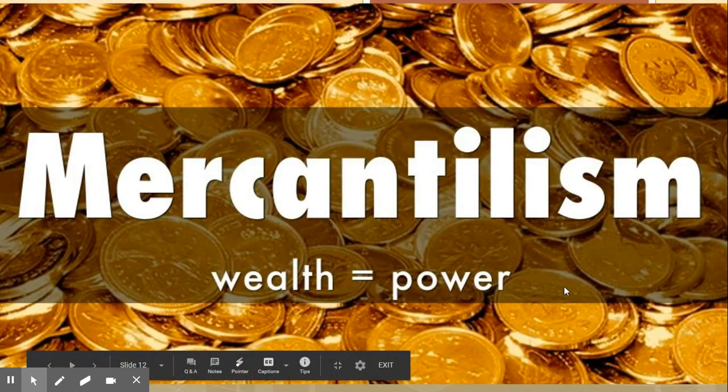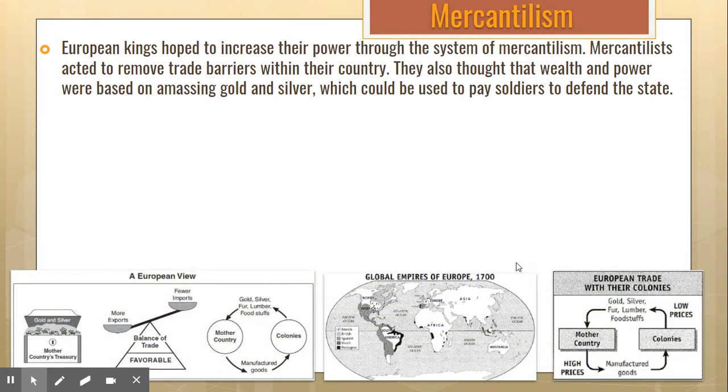All right, so mercantilism. What they believed is the more wealth you had, the more power you had. So European kings hoped to increase their power through a system of mercantilism. Mercantilists acted to remove trade barriers within their own country. At that time, you had actual trade barriers between cities inside your own country and different regions of your own country, which we don't have in the United States. They also thought that wealth and power were based on amassing as much gold and silver as they possibly could get, and that way you could use that to pay soldiers to defend your country.